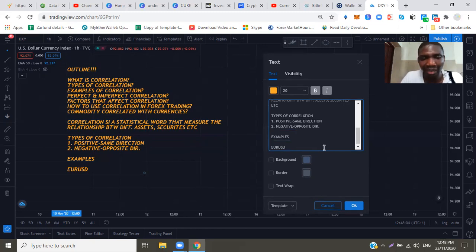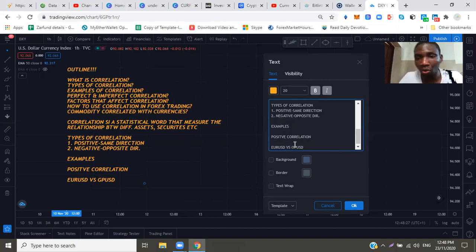Now, examples of positive correlation. We say Euro USD versus GBP USD. Understand something, guys: when we say correlation, positive or negative, there is perfect correlation and there is imperfect correlation. We'll get to that, and I'll explain that further.